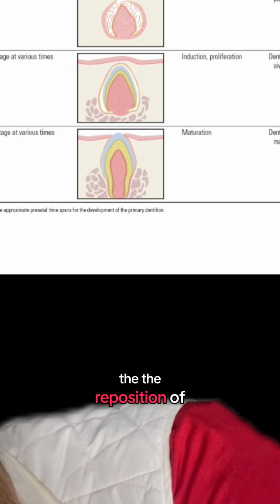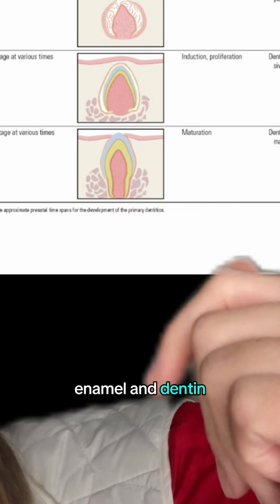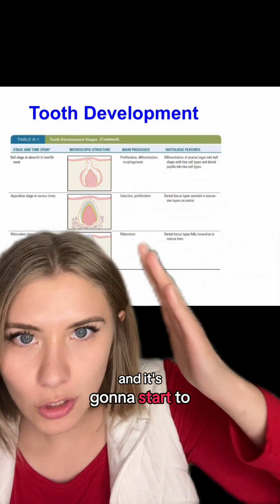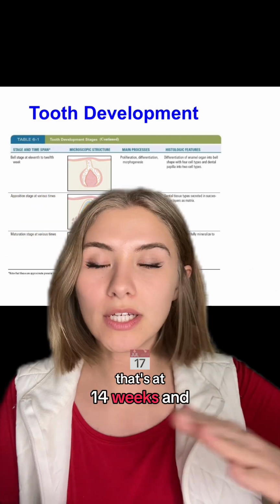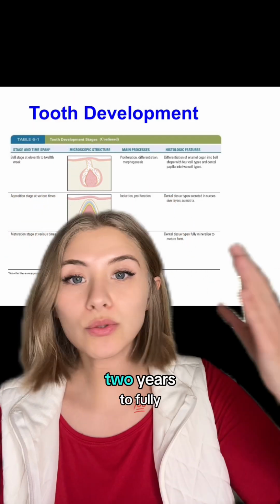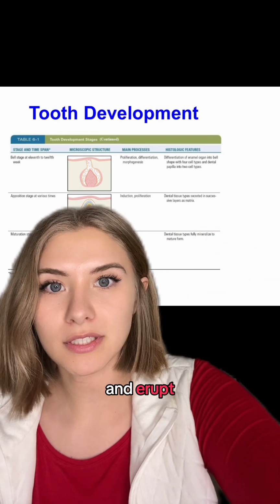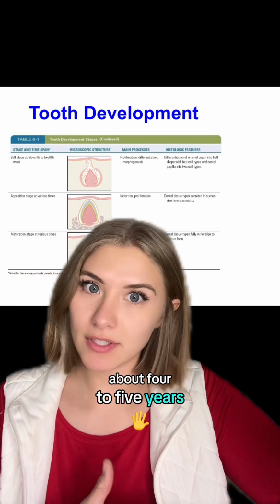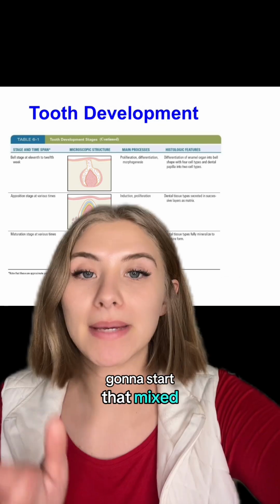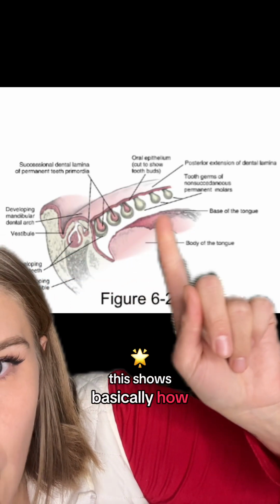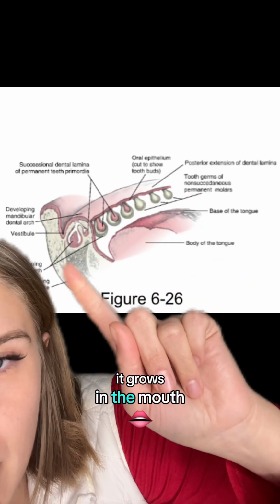Now we are at maturation, the deposition of enamel and dentin. That's basically going to be the calcification of the cusp tips and the mesial edges. And it's going to start to proceed cervically. That's at 14 weeks and continuing. So it takes about 2 years to fully form all the primary teeth and erupt. And then it takes about 4 to 5 years, because at 6, you're going to start that mixed dentition stage. You're going to have the permanent crown. This shows basically how it grows in the mouth. Isn't that so cool?